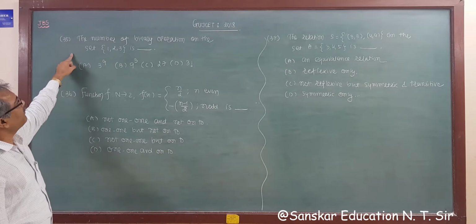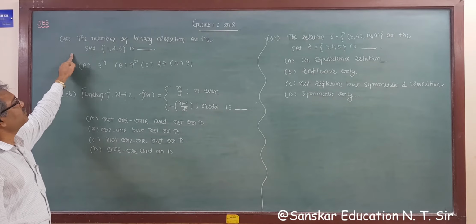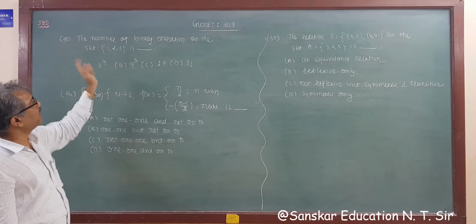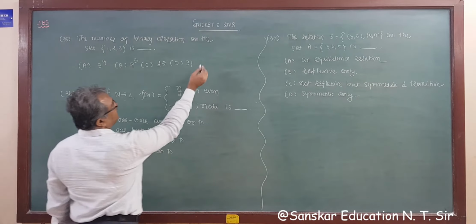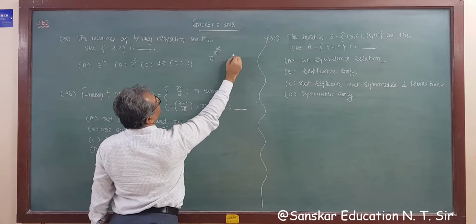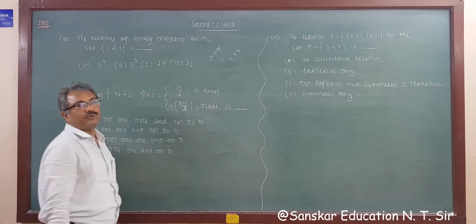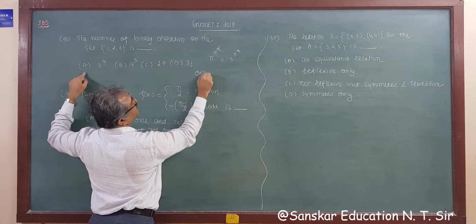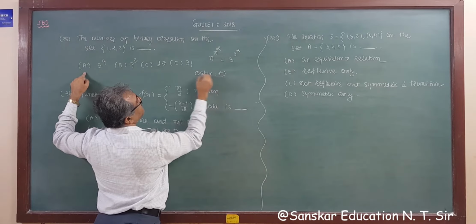The question is: the number of binary operations on the set {1, 2, 3} is. This set has 3 elements, and you know the number of binary operations is n raised to n square, that is 3 raised to 3 square, that is 3 raised to 9. So option A is your correct answer.